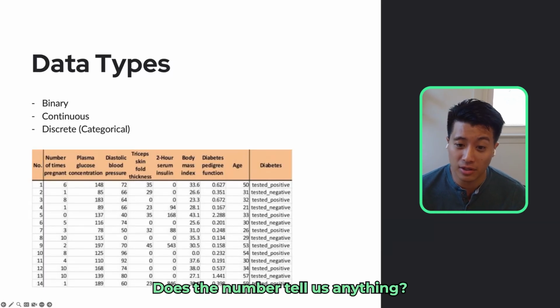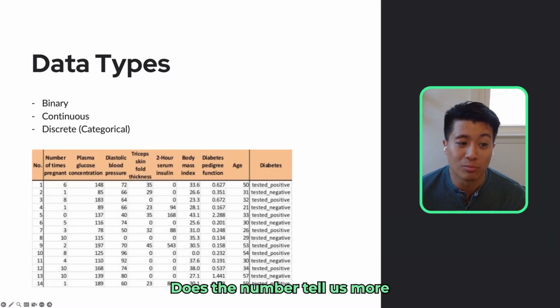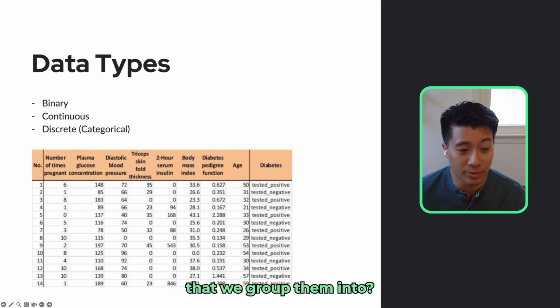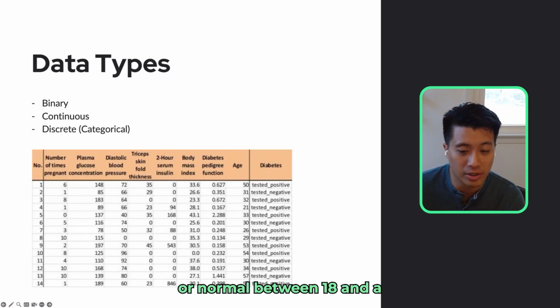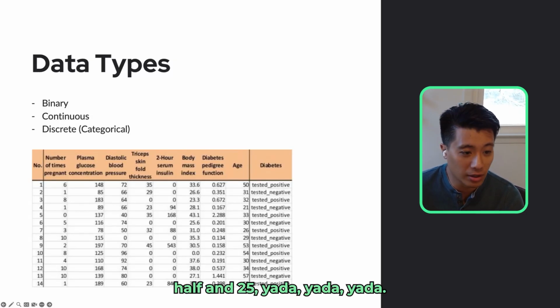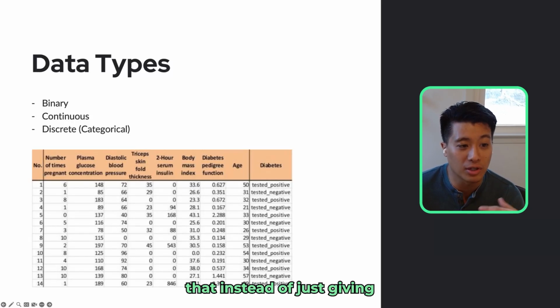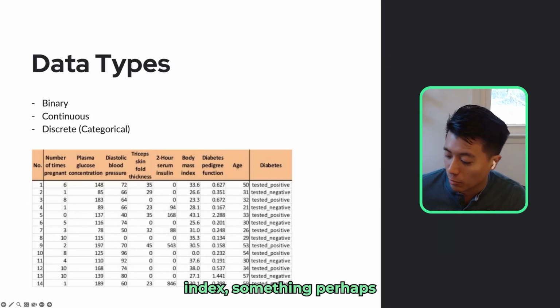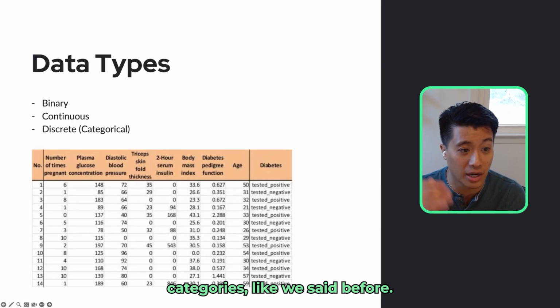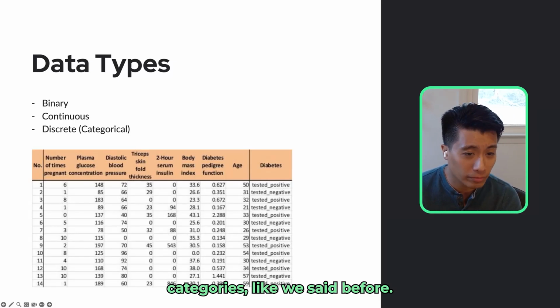Do we need the number? Does the number tell us anything? Does the number tell us more or less than the categories that we group them into? We can just say less than 18 or 18 and a half. We categorize that as anorexic or normal between 18 and a half and 25, yada, yada, yada. You can just have a column that instead of just giving the number for body mass index, something perhaps more clinically meaningful might be something like those categories, like we said before.